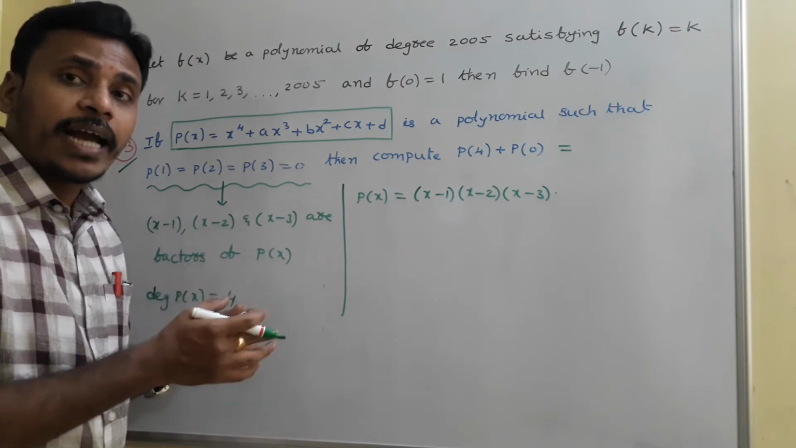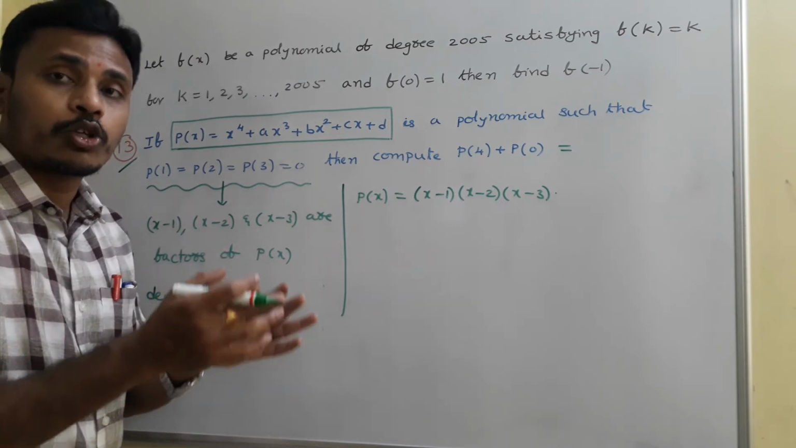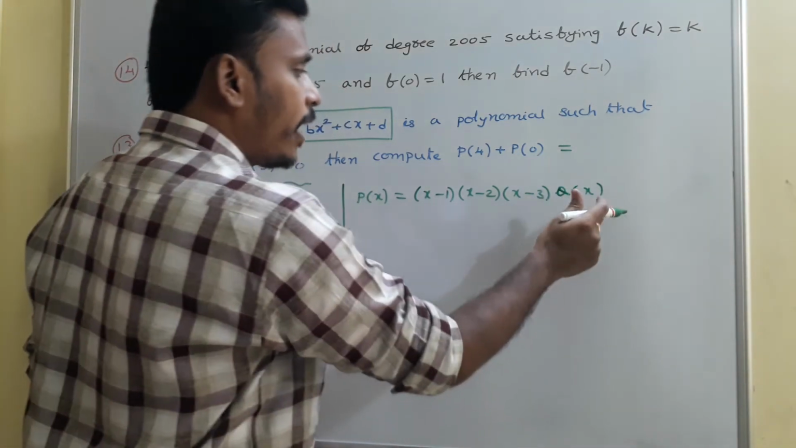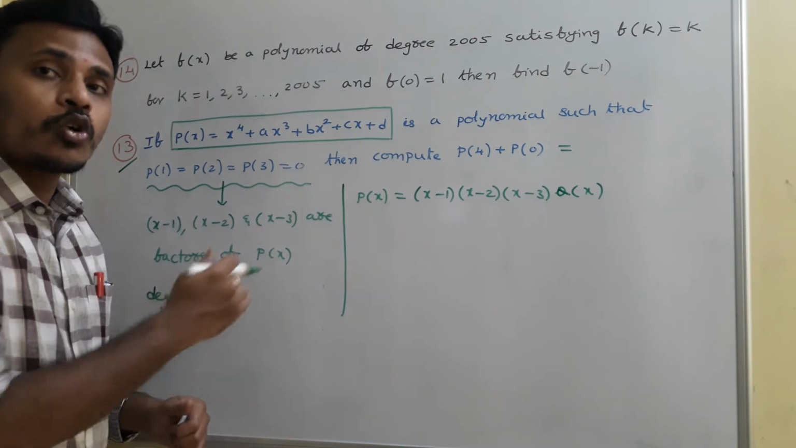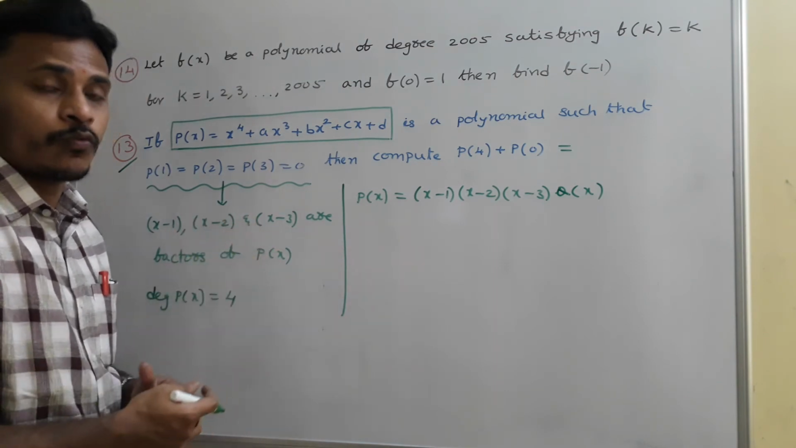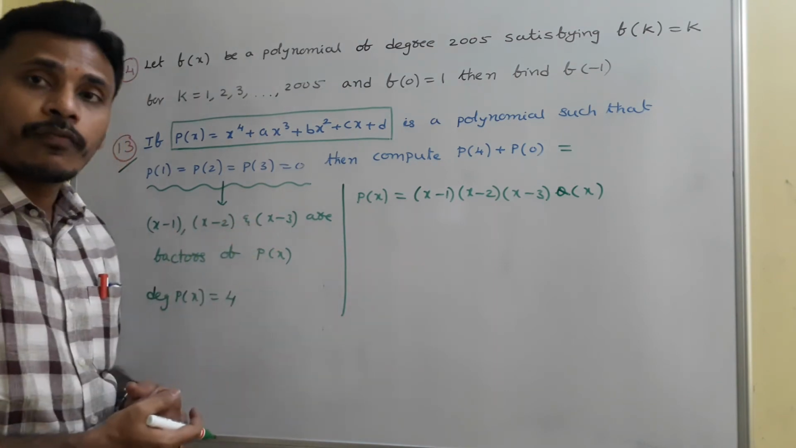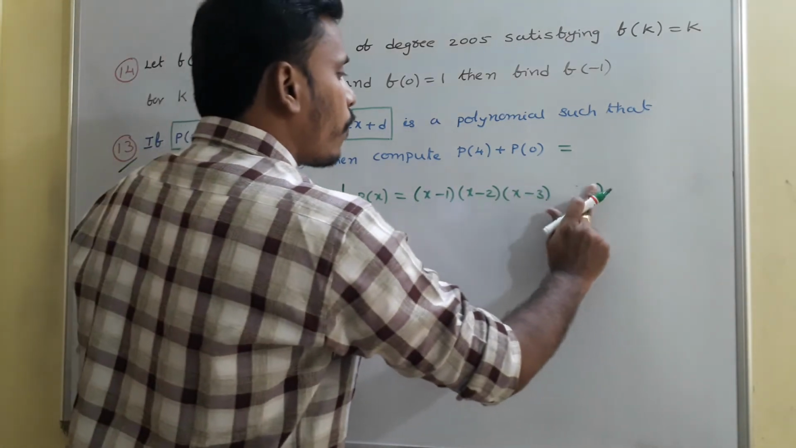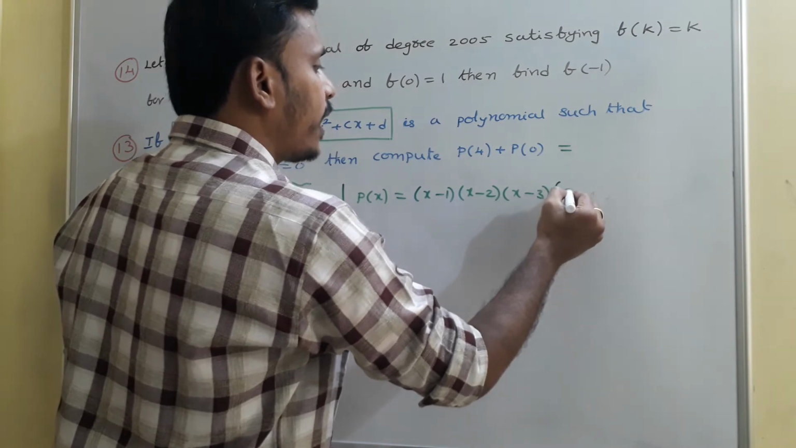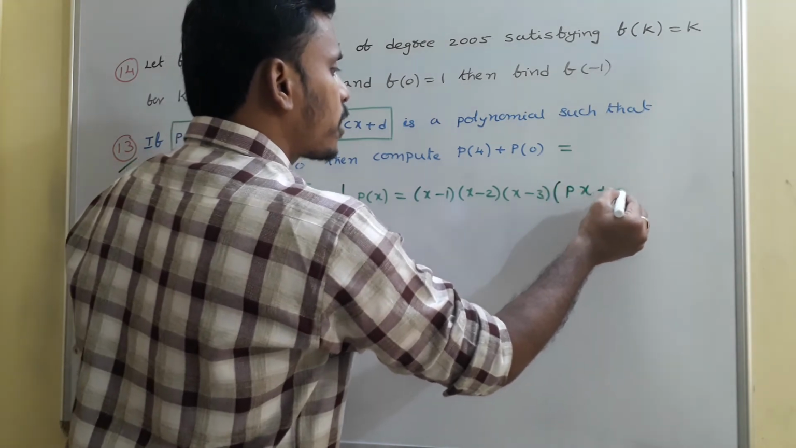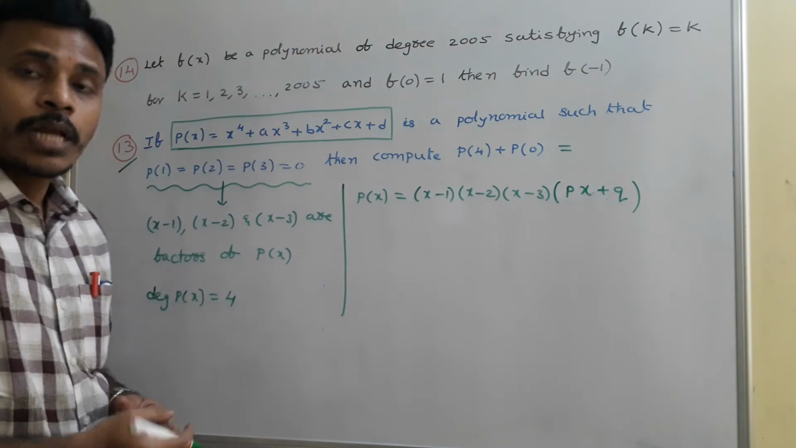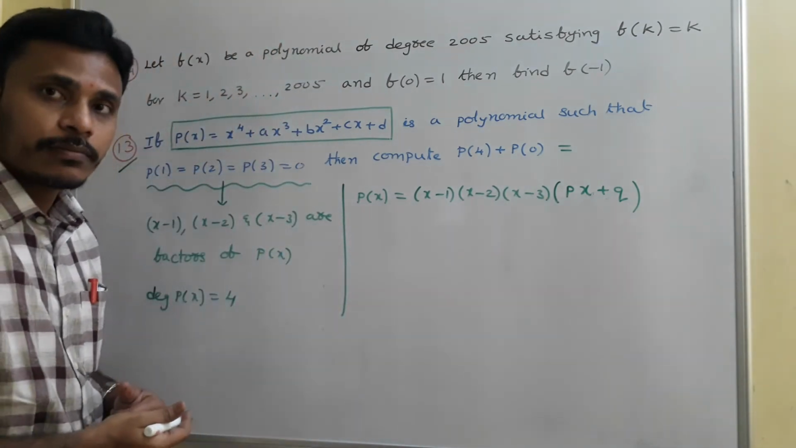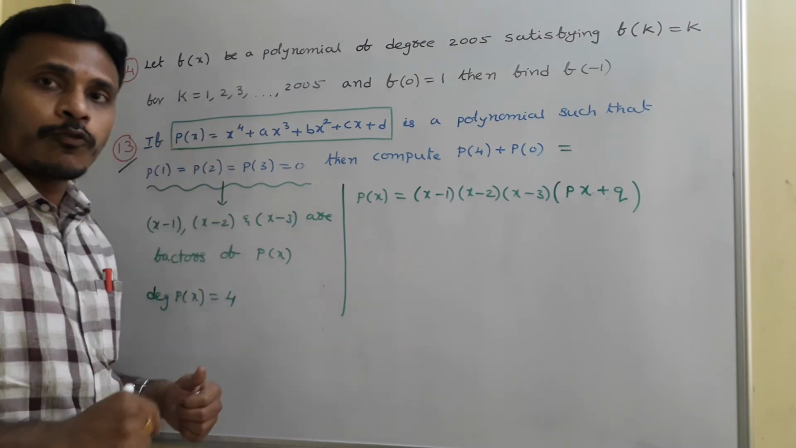So if it is a factor, we will write the polynomial as product of factors into some q of x. You may get some q of x. I need to decide that q of x. So see, just look there, step by step I will transform. Because degree of P of x is 4, already 3 linear factors are involved, so the q of x must be linear. I will write it like px plus q. And then if you look, so this is now okay, the degree is 4 balanced.